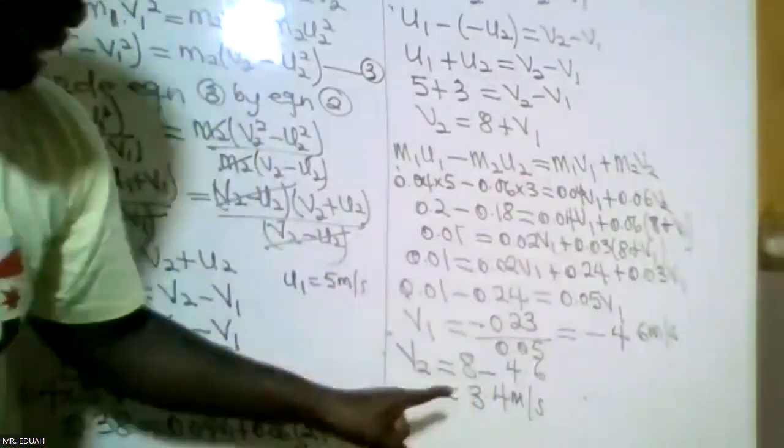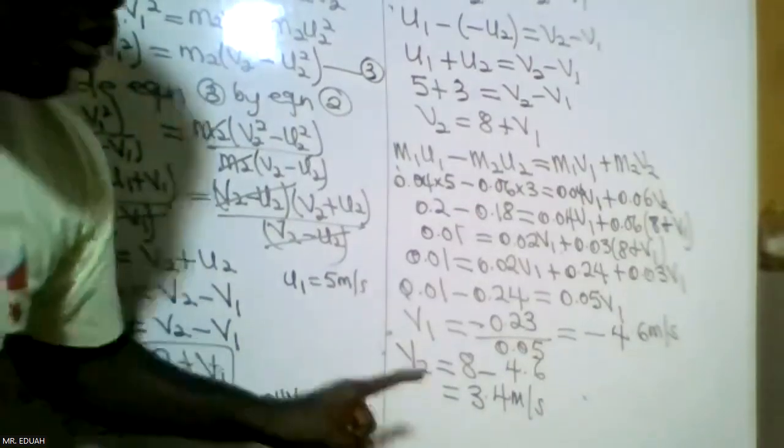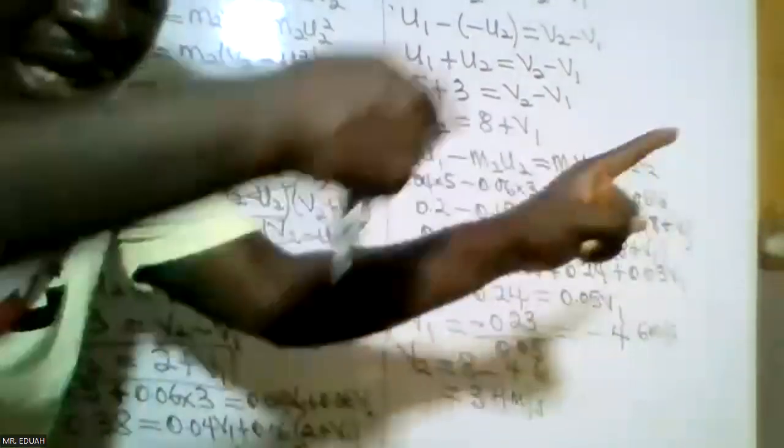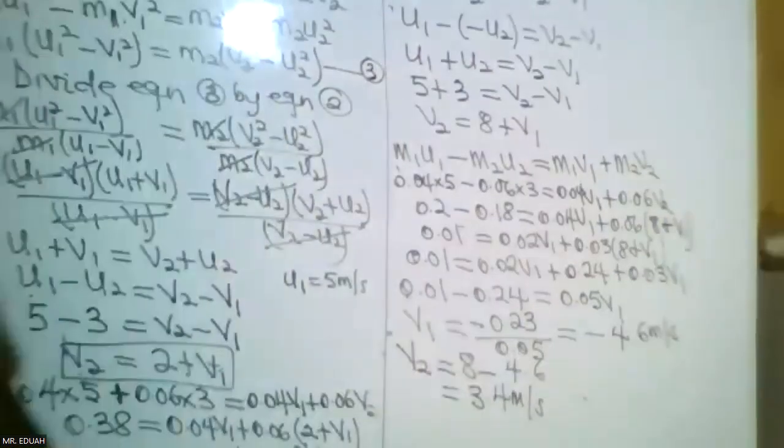to the positive side. The M2 would have a velocity which is going this way, and the other one will go the opposite way. That is how come this is negative.